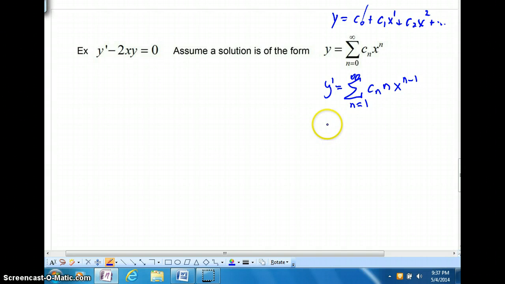With that in mind, we can also say y double prime. Well, once again, we're going to lose another constant. Imagine that I'm now taking a second derivative here.